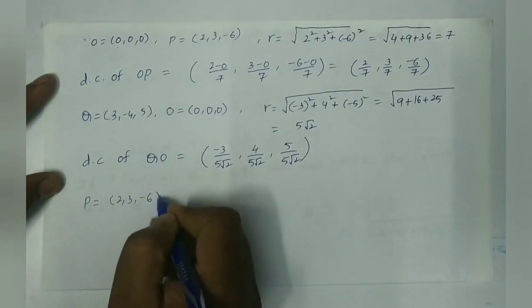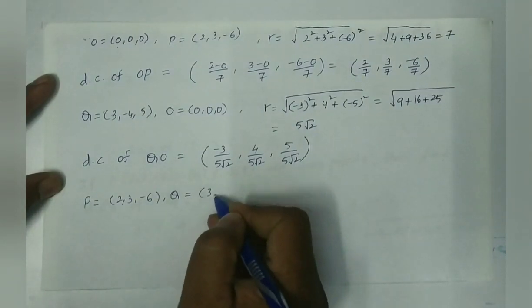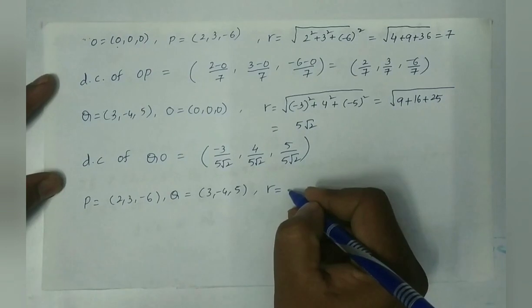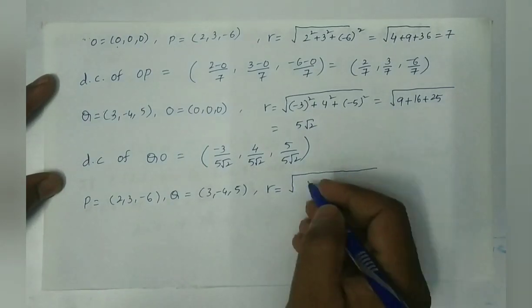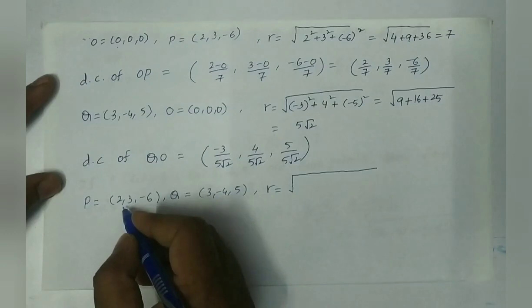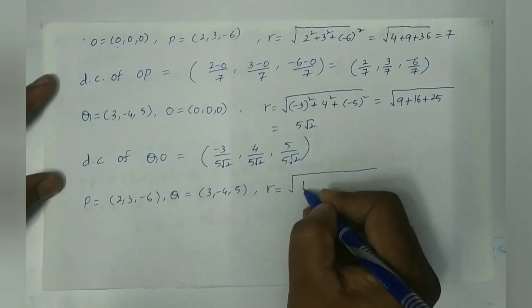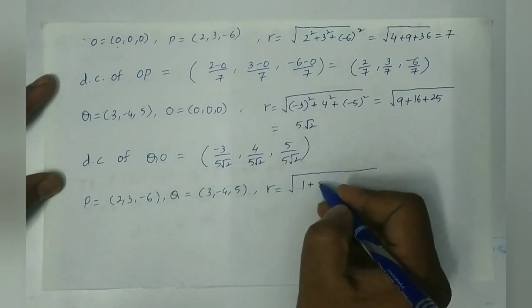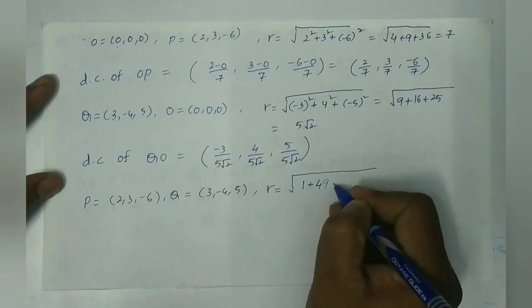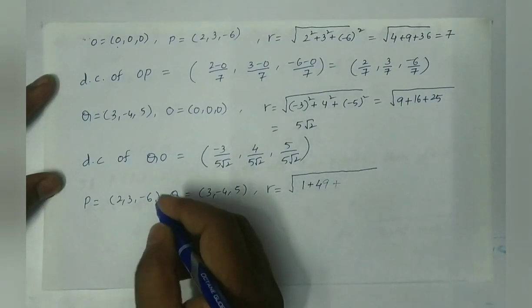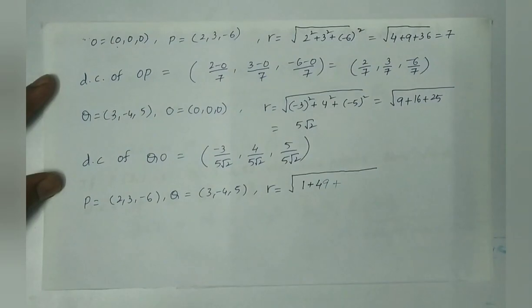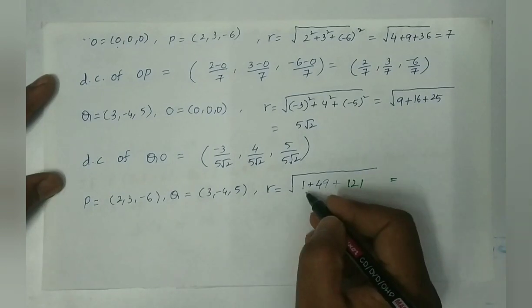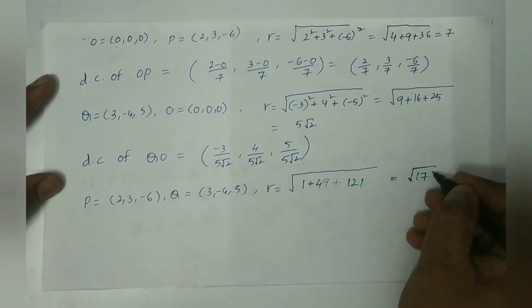What is P? (2, 3, minus 6). What is Q? (3, minus 4, 5). First, you have to find the distance between these 2 points, which is r. r is equal to the square root of 3 minus 2 whole square, which is 1, plus minus 4 minus 3, which is minus 7, so 49, plus 5 plus 6, which is 11, and 11 square is 121. So 121 plus 49 plus 1 is the square root of 171.